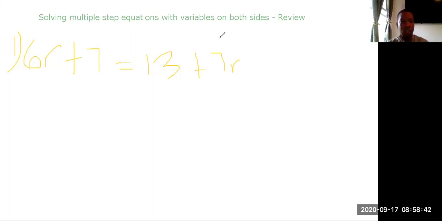This is my first question. We are solving multiple step equations with variables on both sides. The first one says 6r plus 7 equals 13 plus 7r.